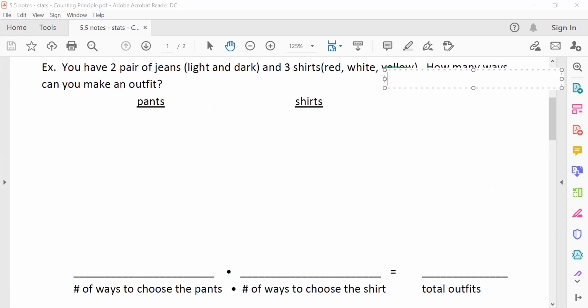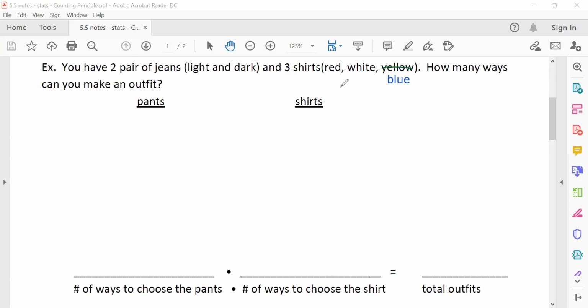Oh, come on. I got to use the actual blue. I'm going to do that. There we go. Red, white, and blue. Maybe it's the 4th of July and you're feeling like going out and celebrating. So if you have 2 pairs of jeans and 3 shirts, how many different ways can you make an outfit? Where an outfit is you pick one of your pants and you pick your shirt.